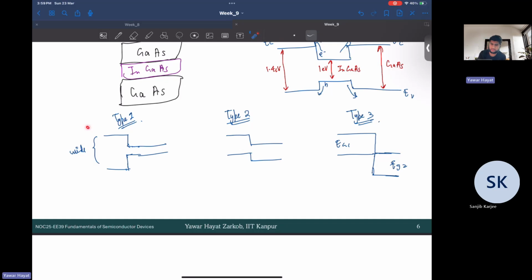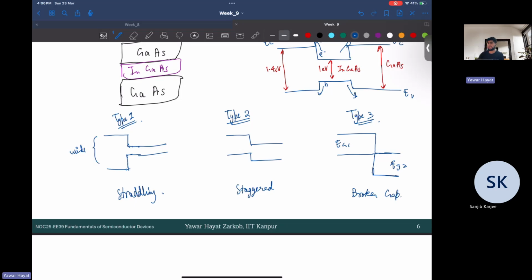In this, the conduction band and valence band of one semiconductor are positioned entirely below the conduction and valence band of the other semiconductor, right? If that is the case, that would be your type 1 straddling. But your question is the difference between the staggered and broken types. This is staggered, and this is broken gap.